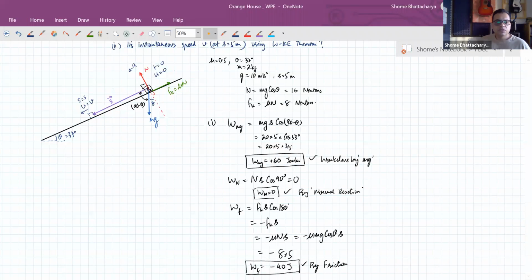Okay, so just make a note of this and then start the second part. We have to calculate the speed of the block by using the work kinetic energy theorem.